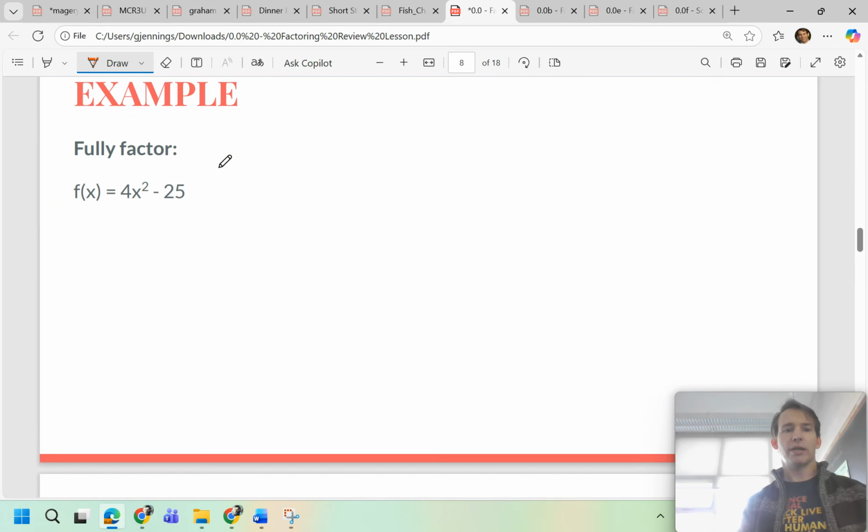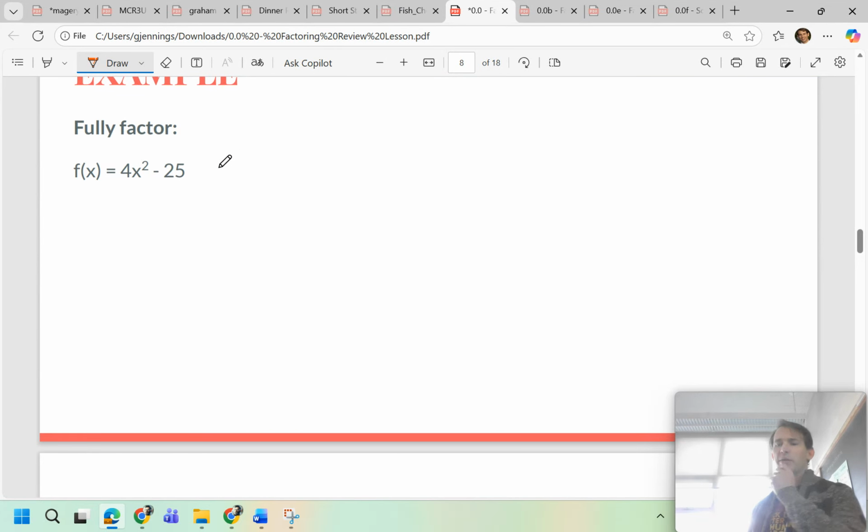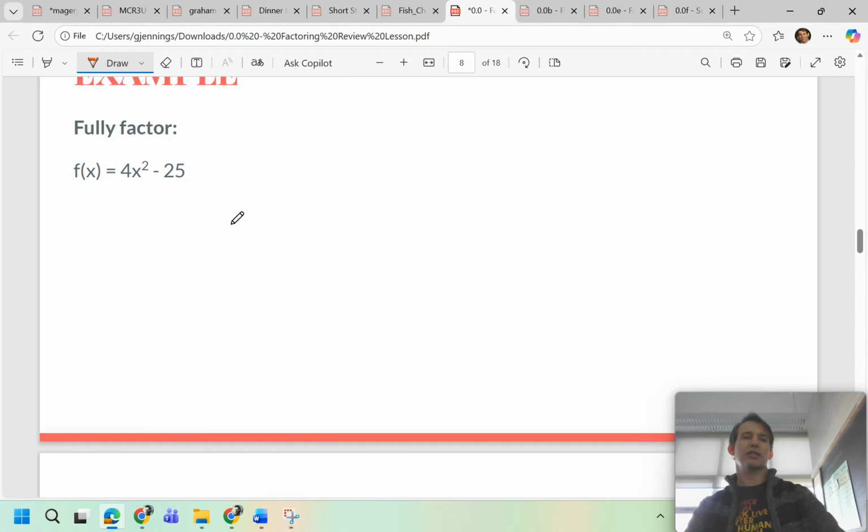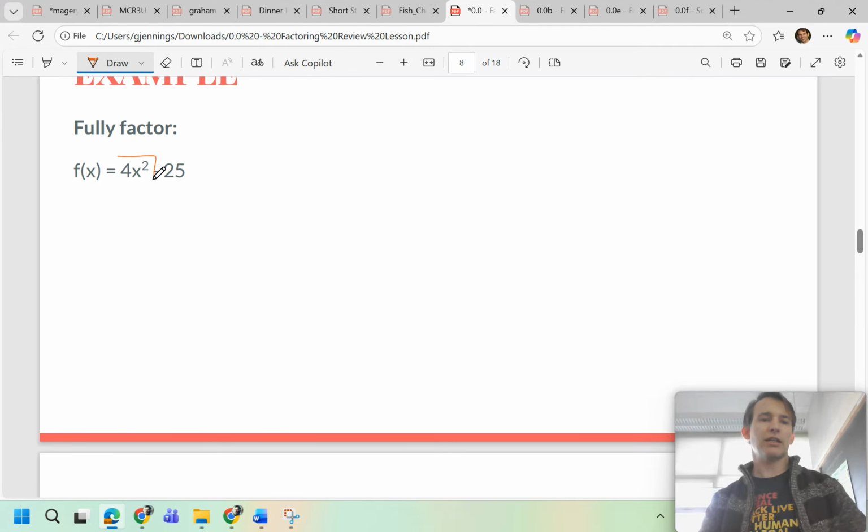So I keep going. But we've only been factoring trinomials, and this ain't no trinomial. This is a binomial. So what can I do? What do I do with this? Difference of squares. This is a square, and I subtract another square.